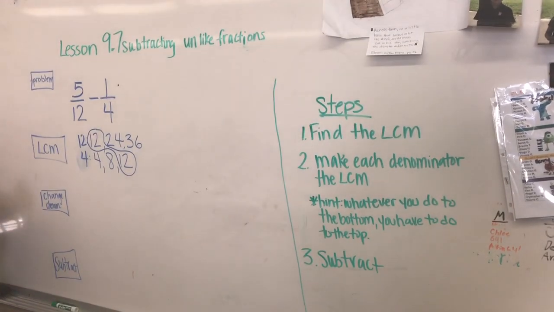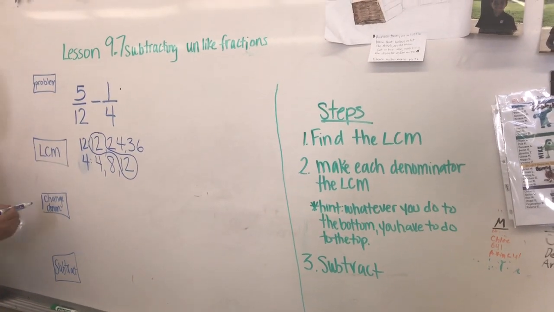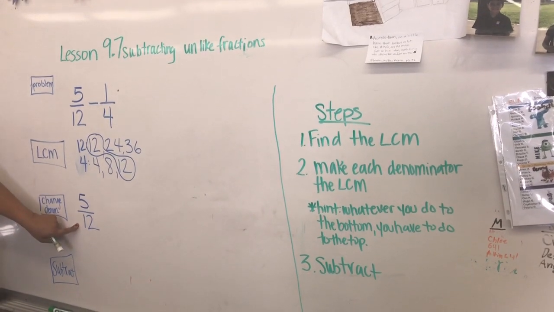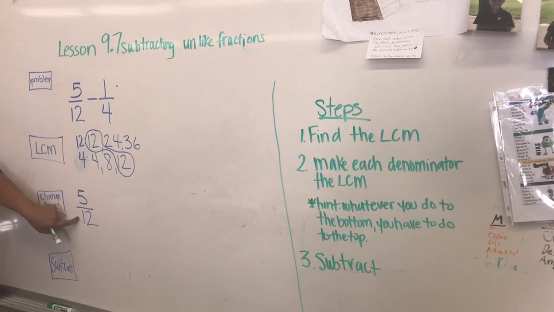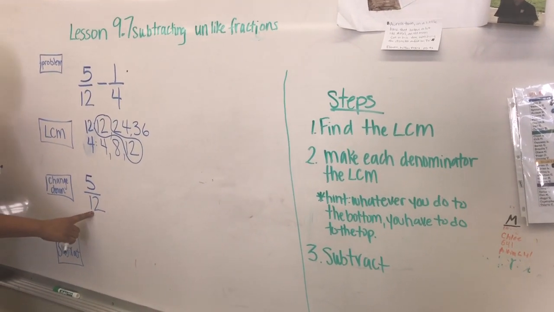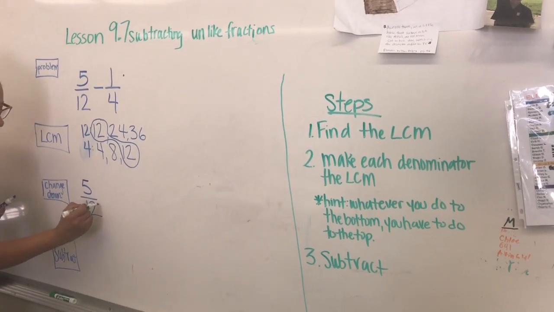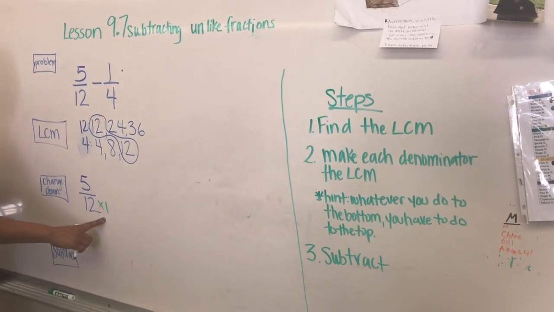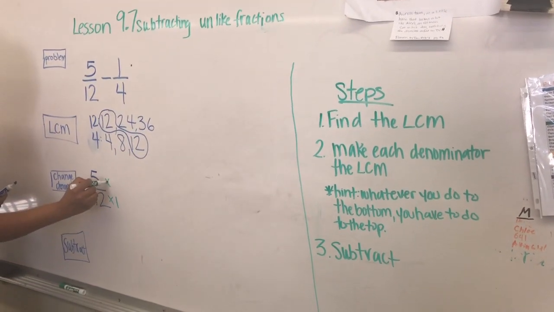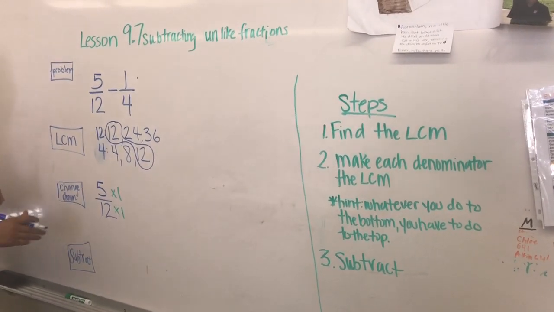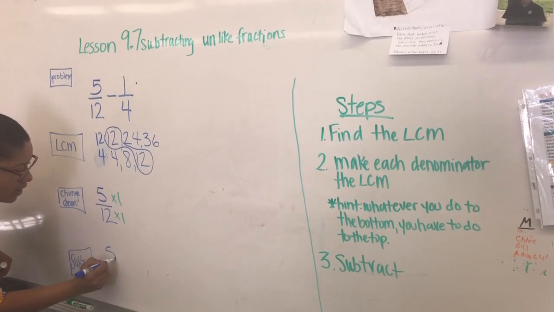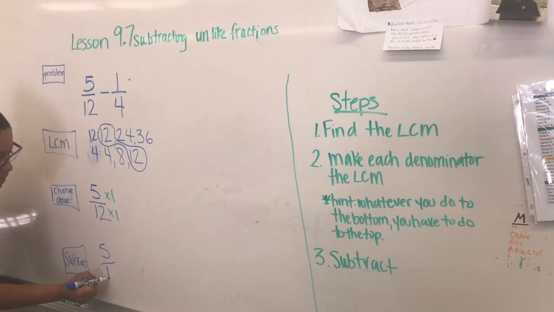And the way that you do that is we'll take our first fraction, which is 5/12. Okay, and if you notice, 5/12 already has a denominator of 12. So you can either leave it the way it is, or you ask yourself, 12 times what will give me 12? And the answer is 12 times 1. And the hint was whatever you do to the bottom, you have to do to the top. So I will also multiply 5 times 1. Okay, and once I've done that, I bring down my answer. 5 times 1 is 5. 12 times 1 is 12.